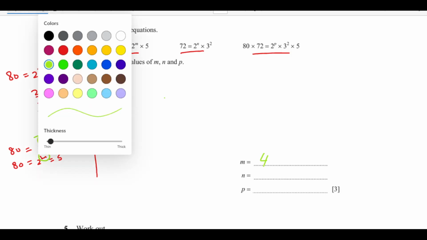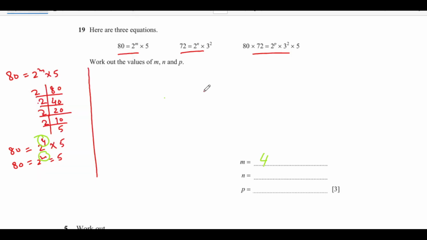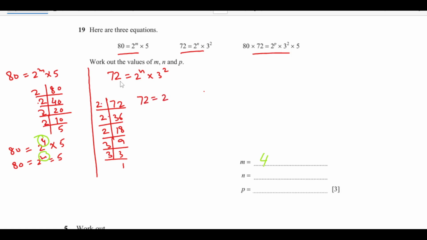Now similarly we will do for the others. 72, I will make the factors of 72 here. We have 72 is equal to 2 power n times 3 squared. So 72 factors, divide by 2, 36, 2, 18, 9, 3 times 3, 3 times 1. So we got 72 can be written as 2 power 3 into 3 power 2. So if you compare these, then you will see that n is equal to 3. Okay.